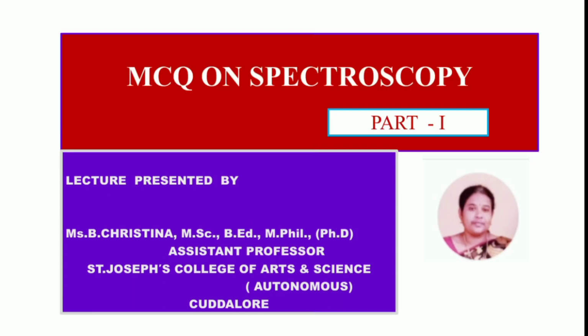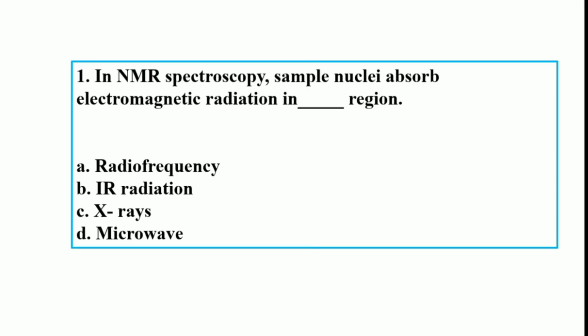In this module, I am going to discuss spectroscopy techniques in the form of MCQ. Question number 1. In NMR spectroscopy, sample nuclei absorb electromagnetic radiation in dash region.